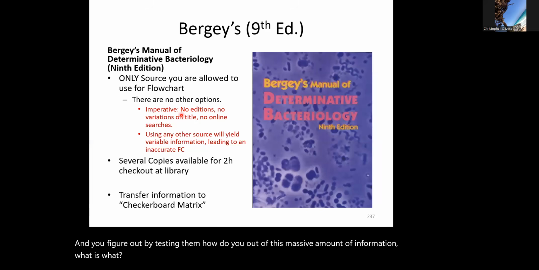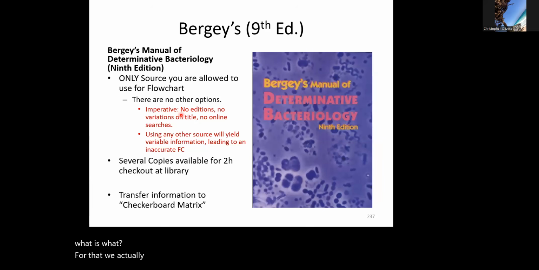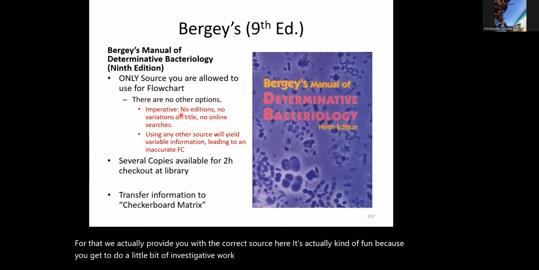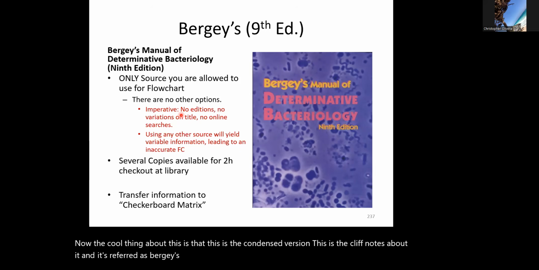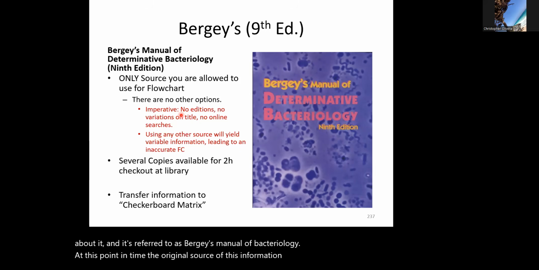Well, for that, we actually provide you with the correct source. Here, it's actually kind of fun because you get to do a little bit of investigative work by reading a very, very massive book. Now, the cool thing about this is that this is the condensed version. This is the Cliff Notes about it, and it's referred to as Bergey's Manual of Bacteriology. At this point in time, the original source of this information, the non-condensed version of this, is about 15 books.